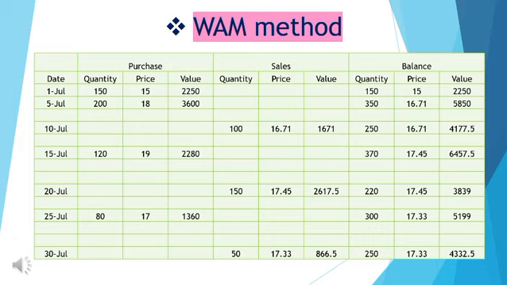350 units deduct 100 units. The balance units are 250. The price is the same, 16.71. The value calculation, like the previous value calculation, is 250 units multiplied by 16.71. The total value is 4177.5. This price shows the average cost of each unit in stock.